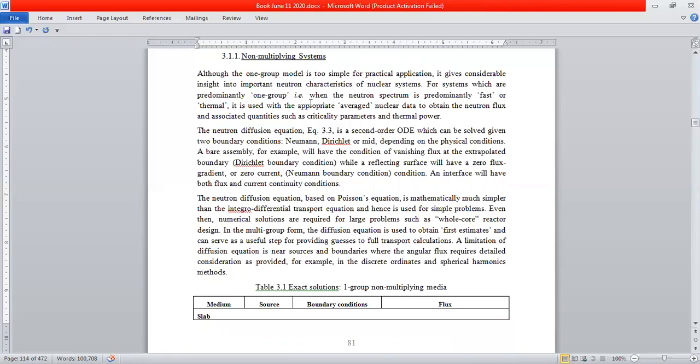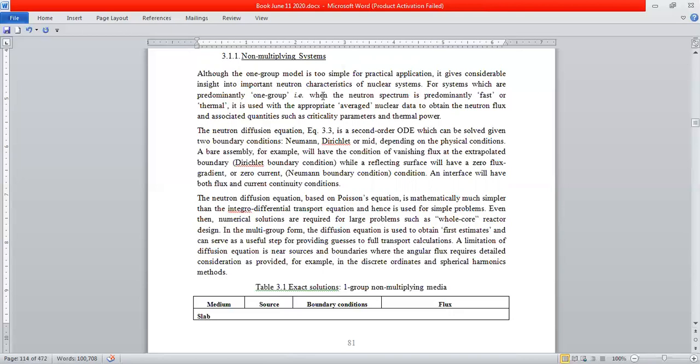So for systems which are predominantly one group, now I told you about fast reactors, you saw that there's no thermal spectrum in a fast reactor. So I could say that it's a one group reactor, okay? And you should not have a lot of objection on that because a fast reactor does not have thermal neutrons. So there are cases when you can apply a one group equation.